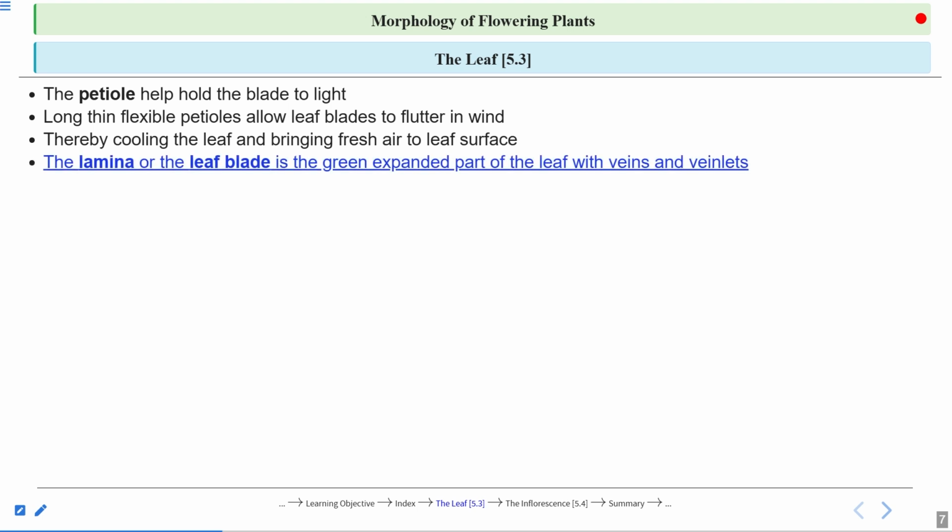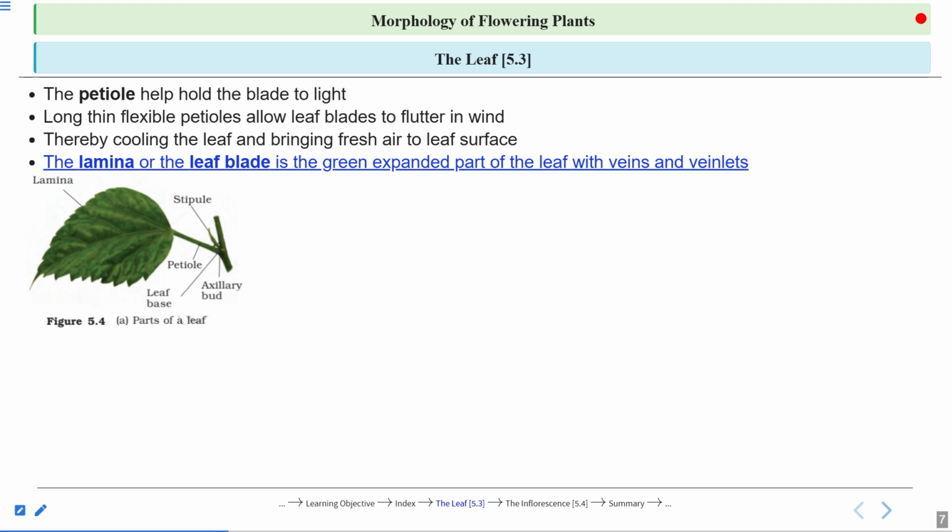Now the lamina or the leaf blade. This is the green expanded part of the leaf with veins and the veinlets. Okay, so light energy is captured by the lamina, also known as the leaf blade. It is green in color, and this lamina consists of the veins and the veinlets. So through these veins and veinlets, what happens? The transport of the minerals, water, food, and organic substances occurs.